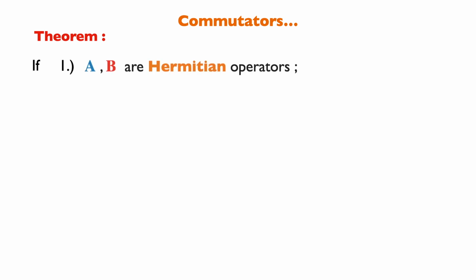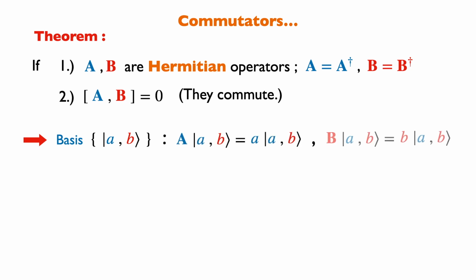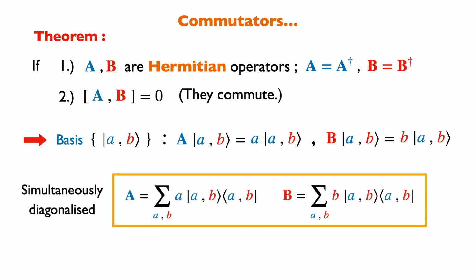We now introduce another important theorem. If A and B are Hermitian operators, and their commutator is zero, that is, they commute, then there exists a set of states |A,B> over all distinct values of A and B, which forms a basis, and are the eigenstates of both operators A and B, which means both operators can be simultaneously diagonalized in this basis. Let's prove this theorem.